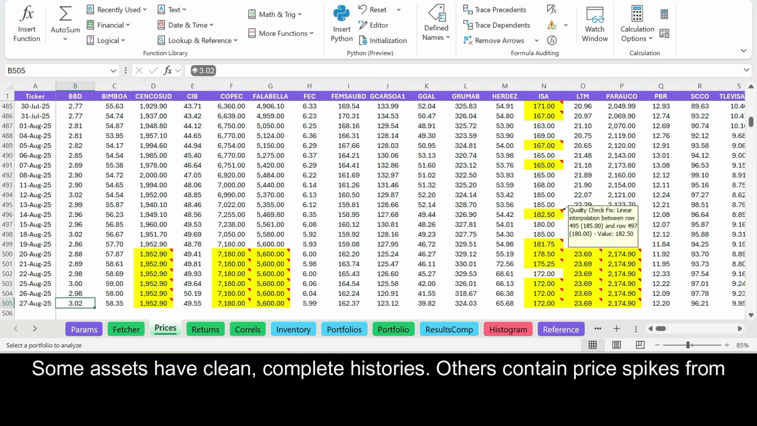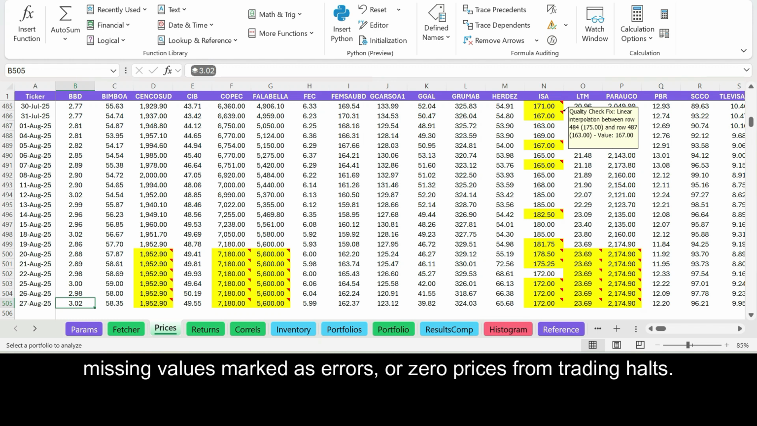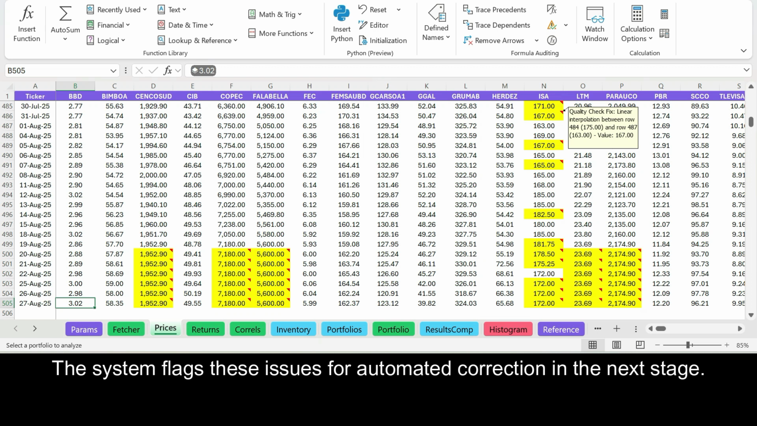Some assets have clean, complete histories. Others contain price spikes from data errors, missing values marked as errors, or zero prices from trading halts. The system flags these issues for automated correction in the next stage.